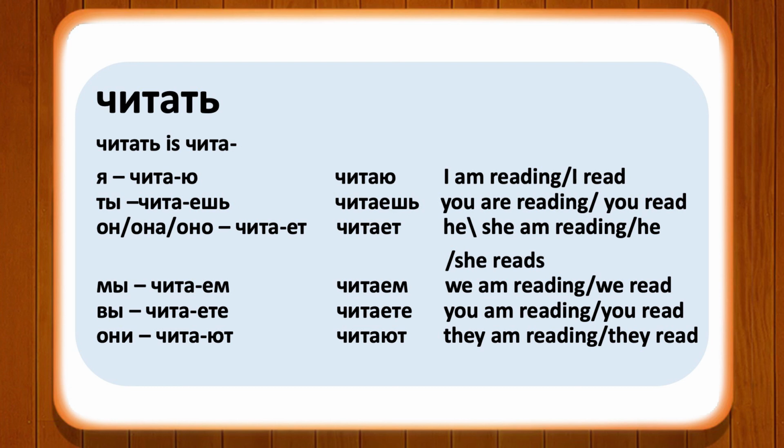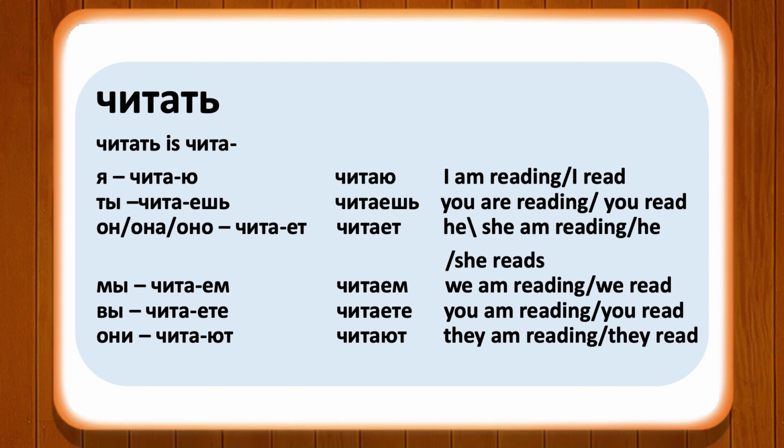For ты, you add the ending ешь to the stem. The stem is чита, the ending is ешь. For ты, it becomes читаешь. For он, the ending is ет, which you add to the stem, and it becomes читает. So for он, the verb agrees by this form. Он читает. For она also it is the same form. Она читает.